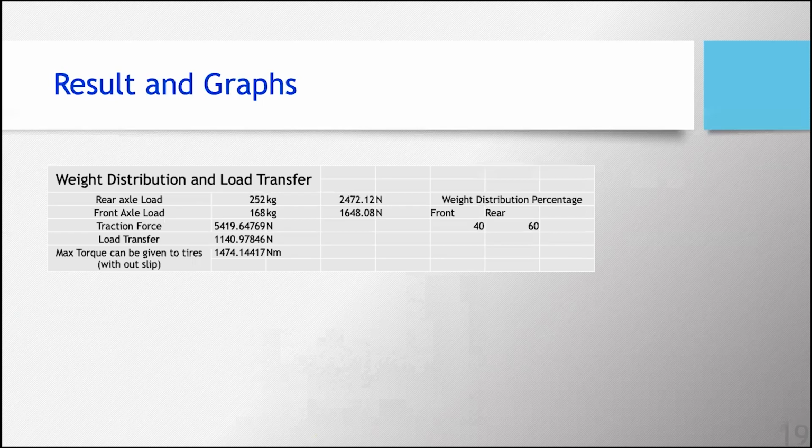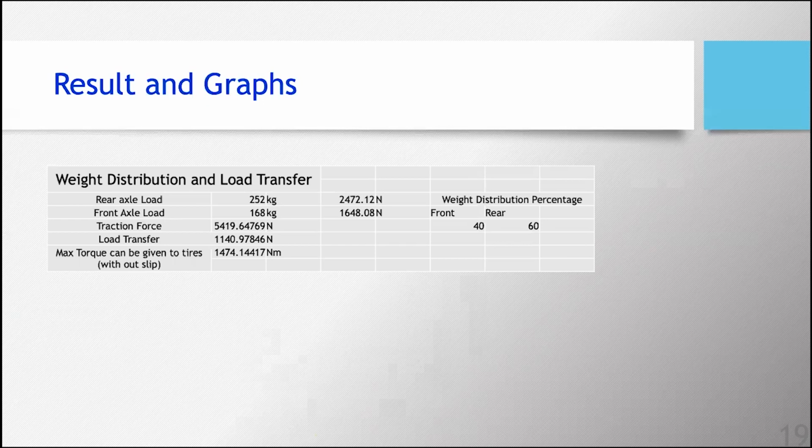Weight distribution and load transfer. As we have seen before, using the formulas, we have considered the same parameters which we have given in the input data. Here, the rear axle load is found out to be 252 kg and the front axle load is found out to be 168, which gives a 40:60 weight distribution.